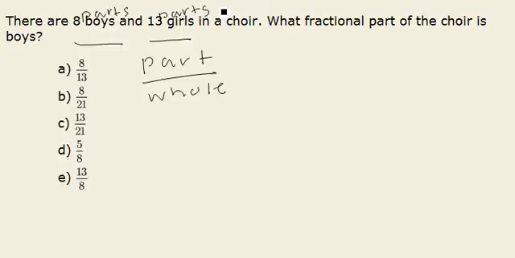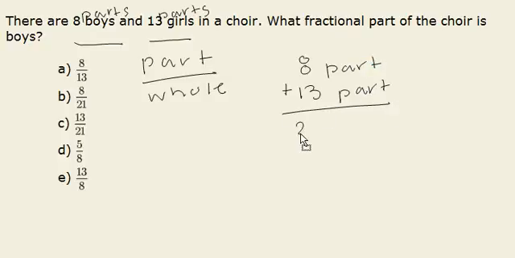In order to find the whole, we can simply add both of the parts together, which will give us the total number of boys and girls in the choir. So we're just going to add the 8 plus 13, which is a part plus a part. So that's going to give us 21, which will give us a whole.